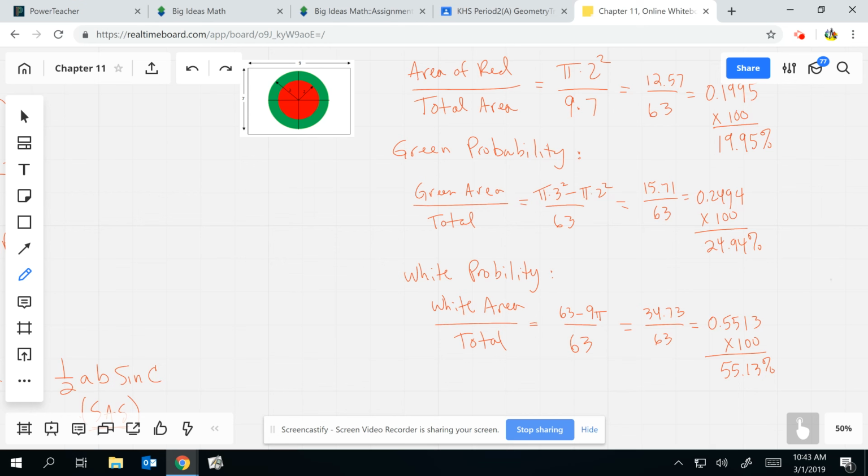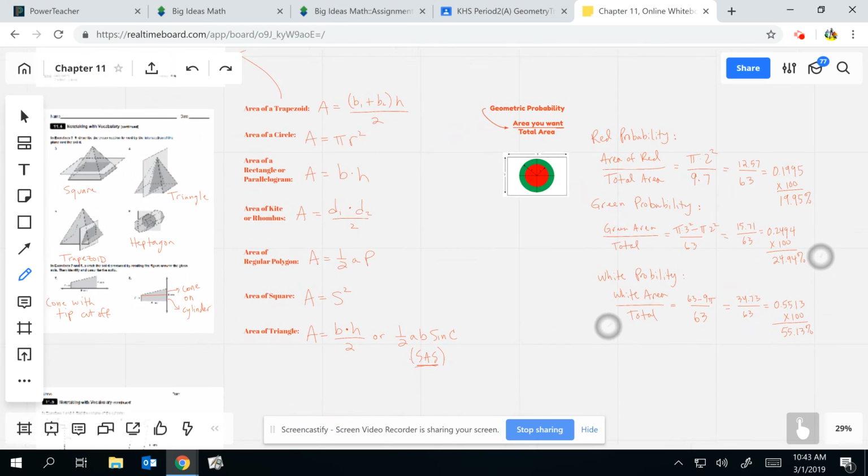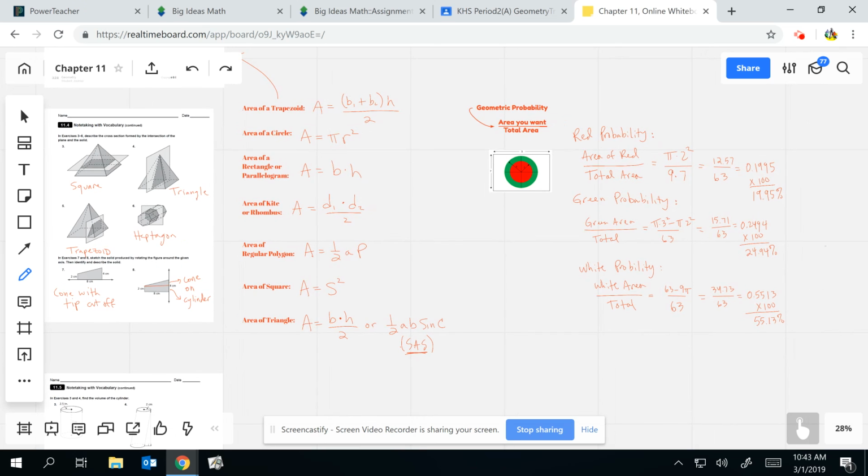So that's geometric probability, something that we talk about when we're dealing with areas. Since today's assignment is on areas, I wanted you to see the probabilities as well, because we need areas to find our geometric probabilities.